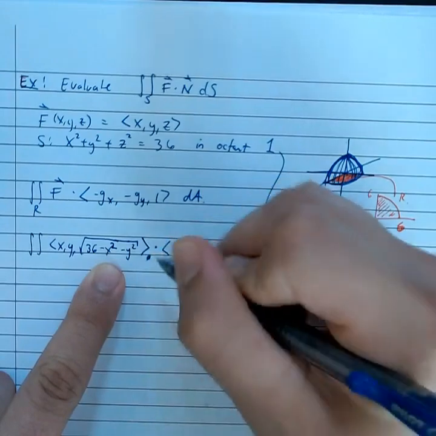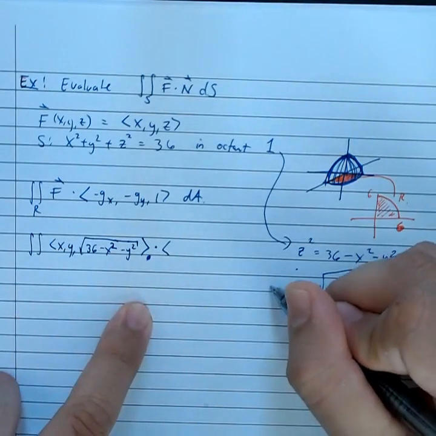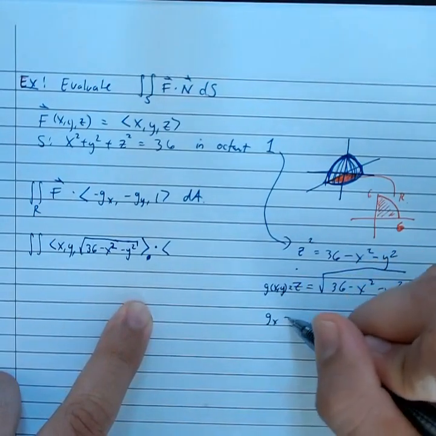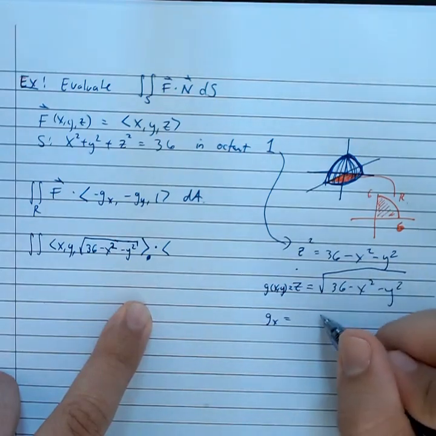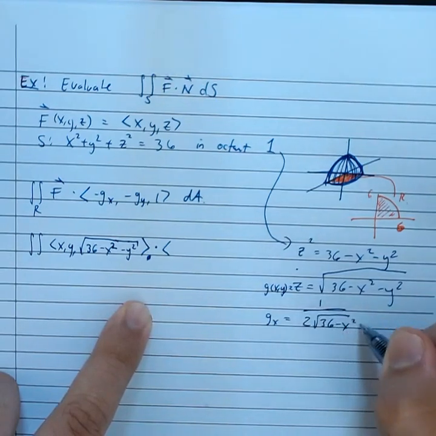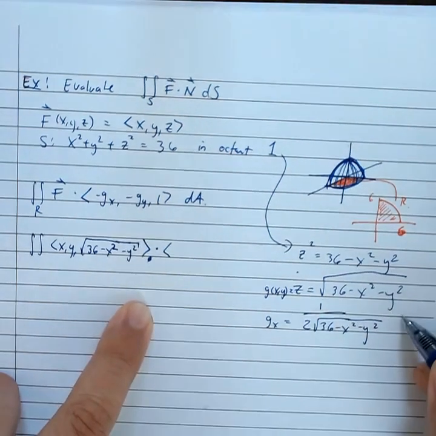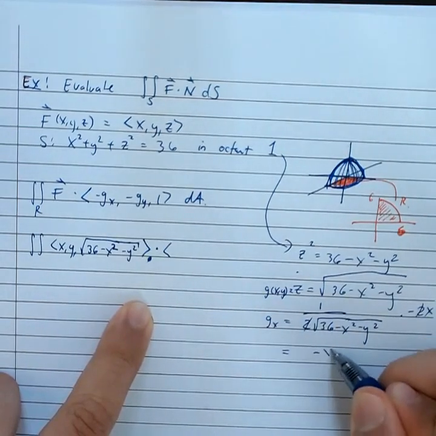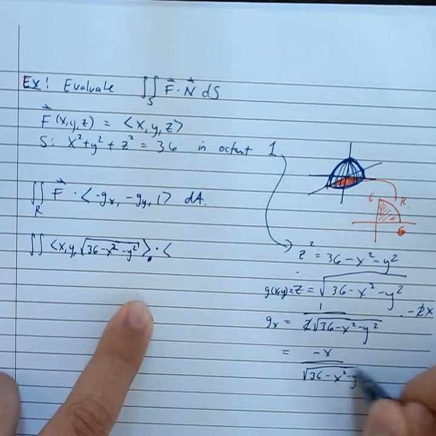Dot with, here we're going to take negative g sub x. Okay, well this is g right here. This is your g of x comma y. So g sub x is going to be the derivative of this with respect to x. Okay, well the derivative of a square root is 1 over 2 times that square root. But then the chain rule says take the derivative of the inside, which is going to be a negative 2x. 2's cancel out, and I get negative x over the square root of 36 minus x squared minus y squared.